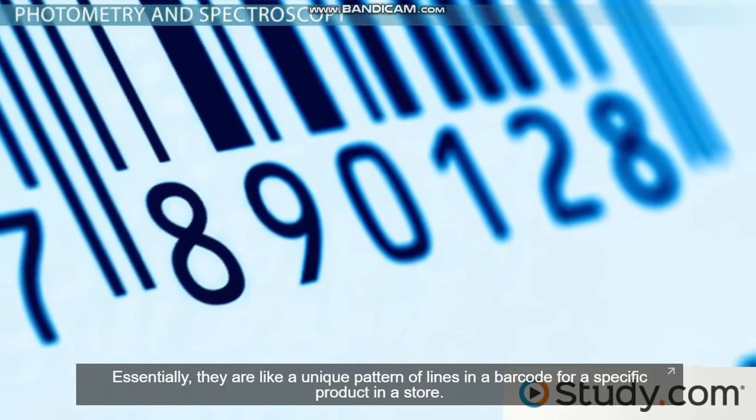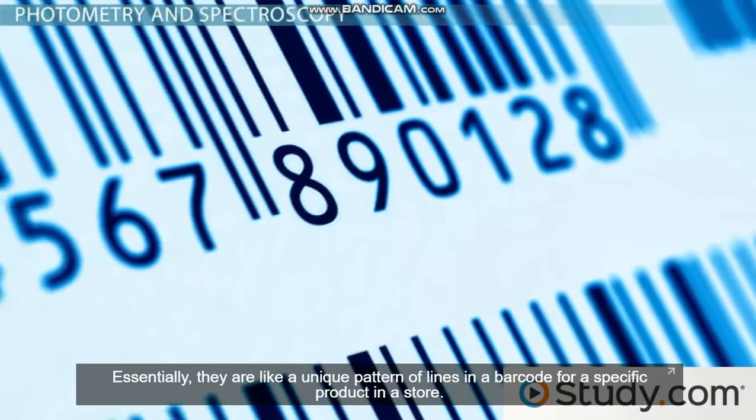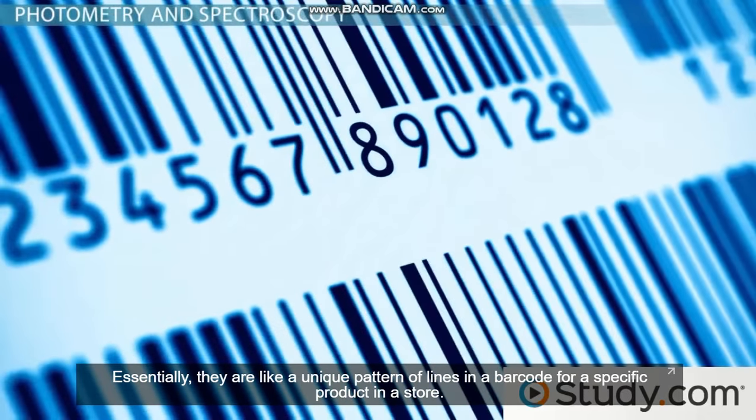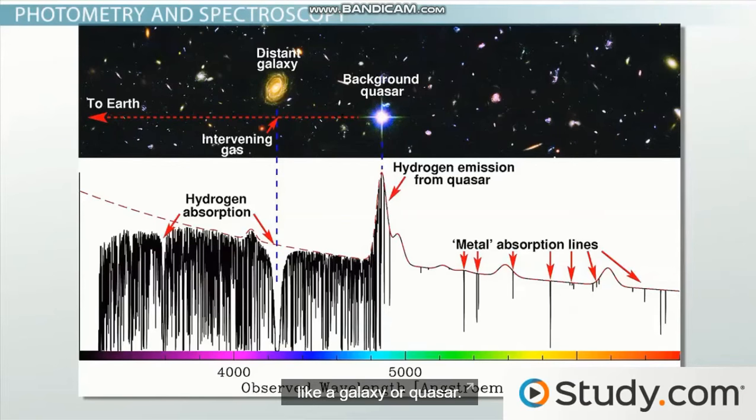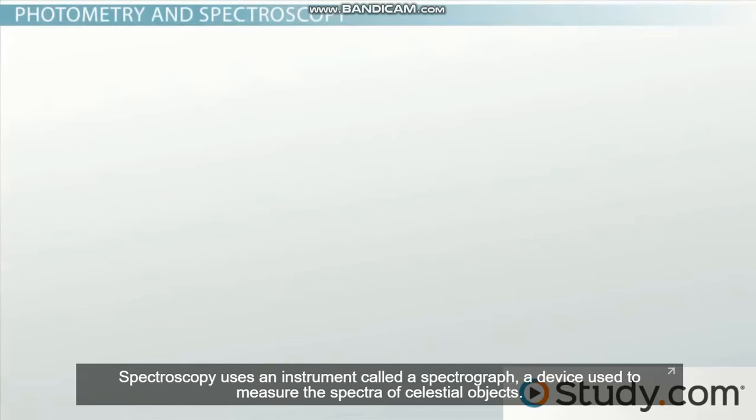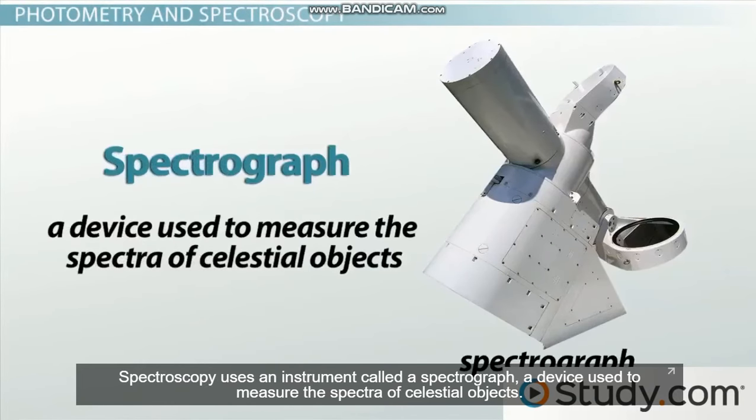Essentially, they are like a unique pattern of lines in the barcode for a specific product in the store. In spectroscopy, they are a unique pattern of lines for a chemical substance in a faraway celestial body, like a galaxy or quasar. Spectroscopy uses an instrument called a spectrograph, a device used to measure the spectra of celestial objects.